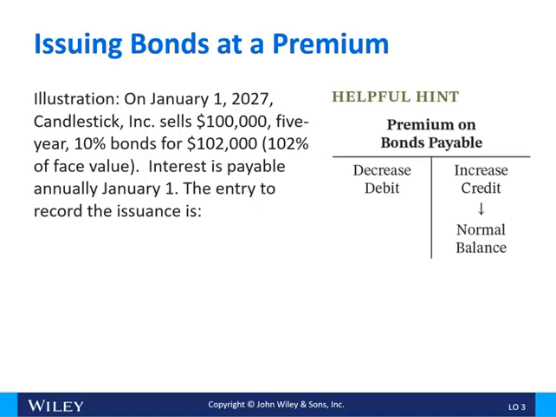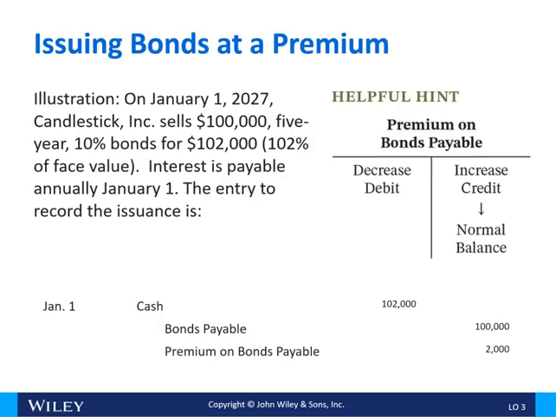So we sell the $100,000 5-year 10% bonds for $102,000, 102% of face value. Interest is payable annually on January 1st. The issuance is debit cash, $102,000. That's the cash we received. We're going to credit bonds payable for the face value. Bonds payable is always recorded at face value, $100,000. And then we credit this new account, premium on bonds payable, for $2,000. Premium on bonds payable has a normal credit balance, increases with a credit, decreases with a debit.